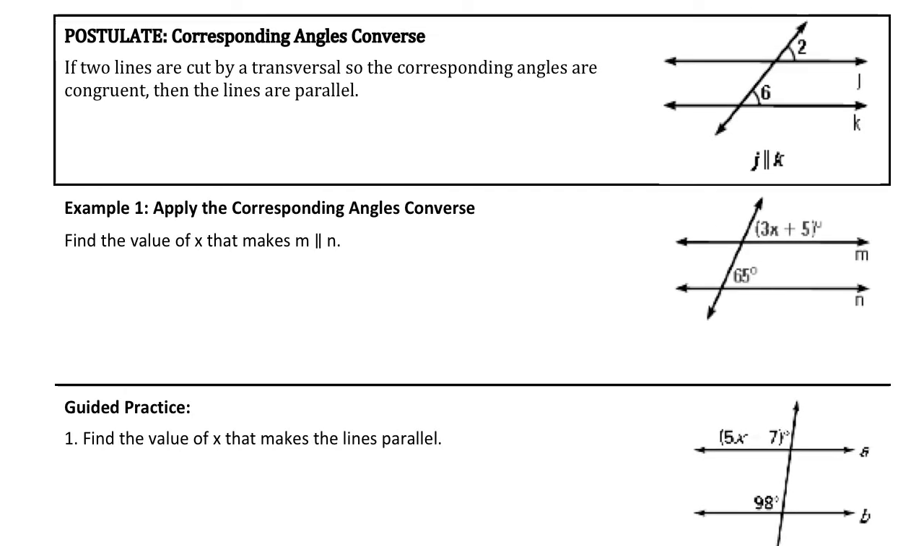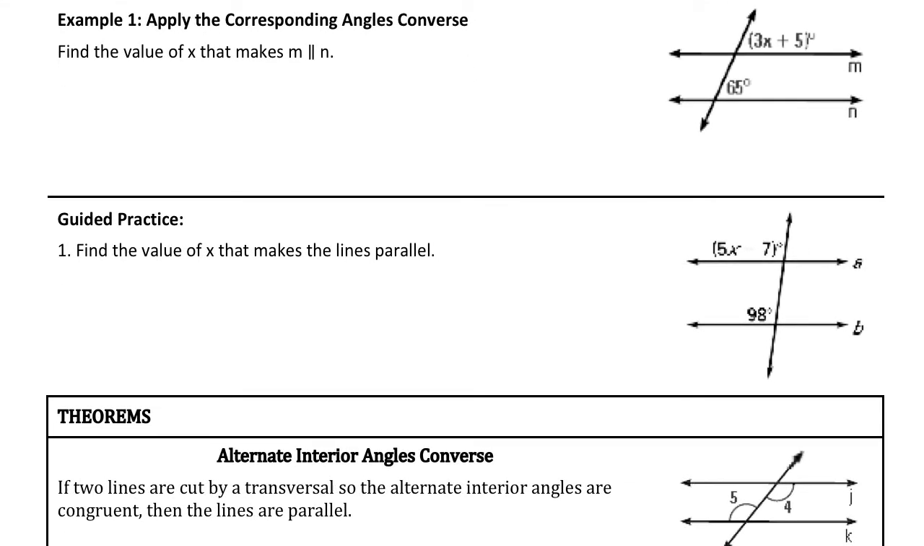So the first postulate we're going to deal with is the converse to the corresponding angles postulate, which says if two lines are cut by a transversal so that the corresponding angles are congruent, then the lines are parallel. So if I'm given that the corresponding angles are congruent, I can say the lines are parallel.